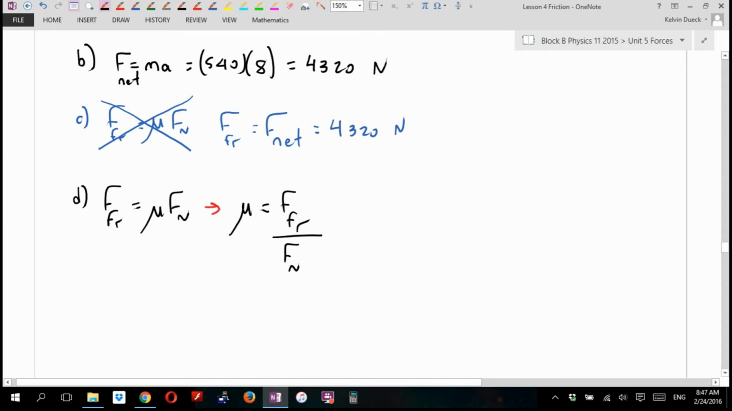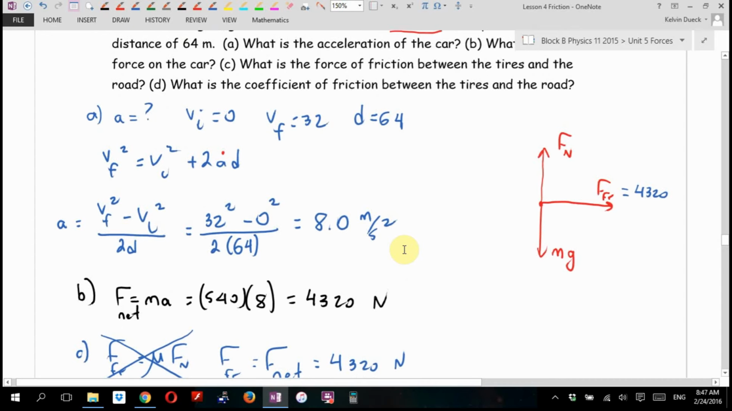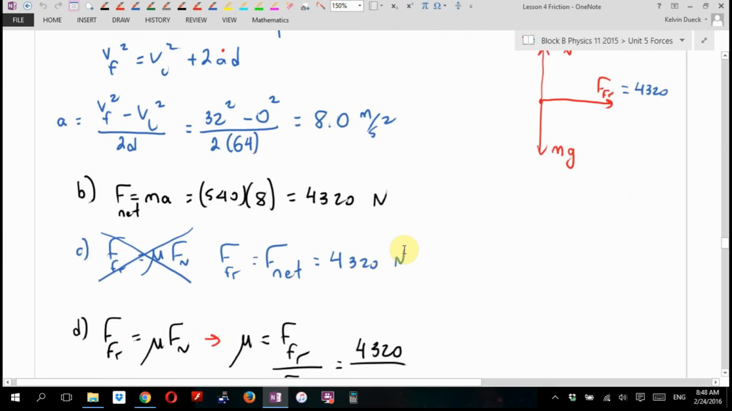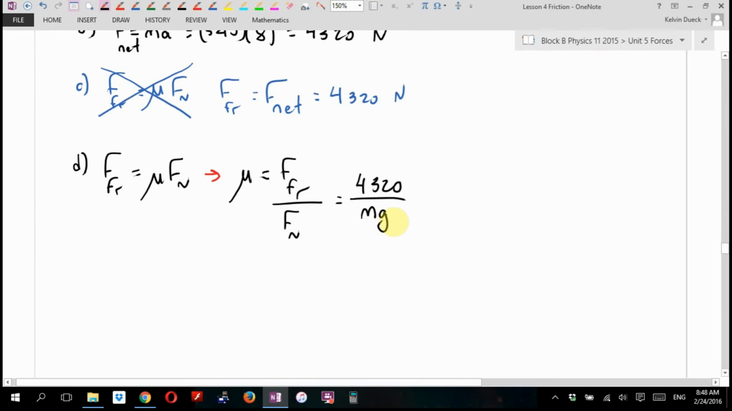Do I know the force of friction? Yes. Oh, Mason, I don't know the normal force. But look, I know another force the same size as the normal force. On my free body diagram, which force must be the same size as the normal force? It's going to be 4,320.